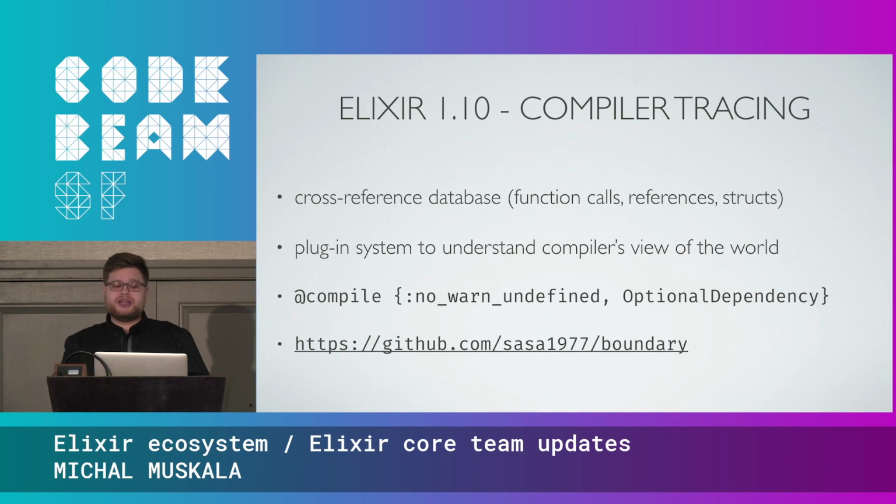Another feature is compiler tracing. So Elixir, for quite some time now, had this cross-reference database in the compiler which tracked function calls between modules, reference, structures. It was kind of not really exposed to tools. Various tools tried to use it, but it was internal, so it often broke, and it wasn't a really good support. So now Elixir has a built-in support for it, where you can kind of plug into the compiler's view of the world.